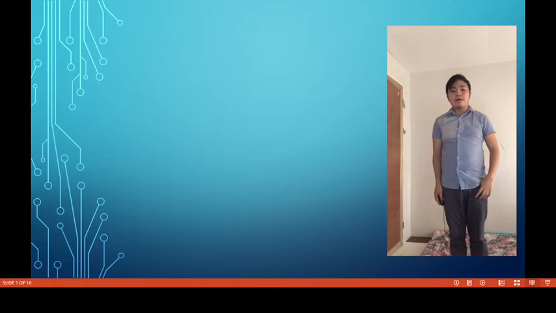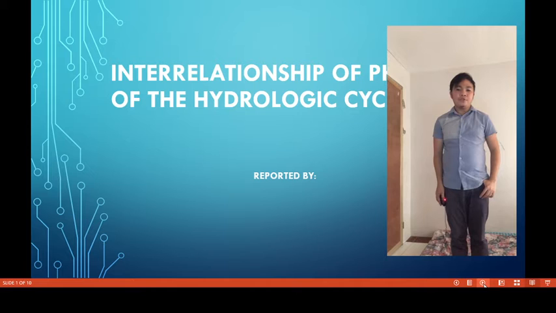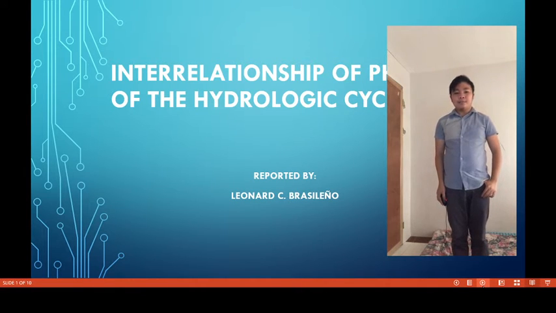So my topic is all about the interrelationship of phases of the hydrologic cycle. I will continue from the first reporter. First, what is the hydrological cycle? The water cycle, also technically known as the hydrological cycle, is the continuous circulation of water within the Earth's hydrosphere and is driven by solar radiation. This includes the atmosphere, land, surface water, and groundwater.